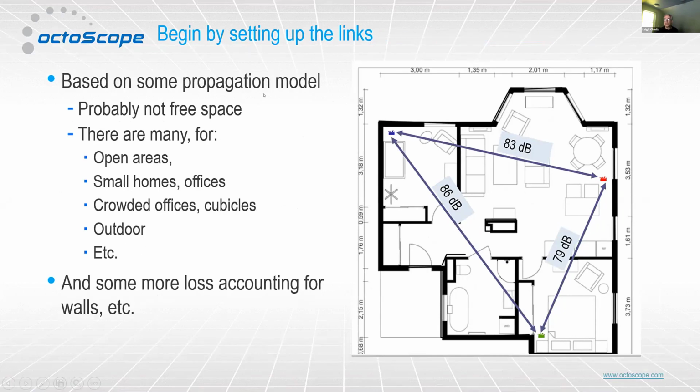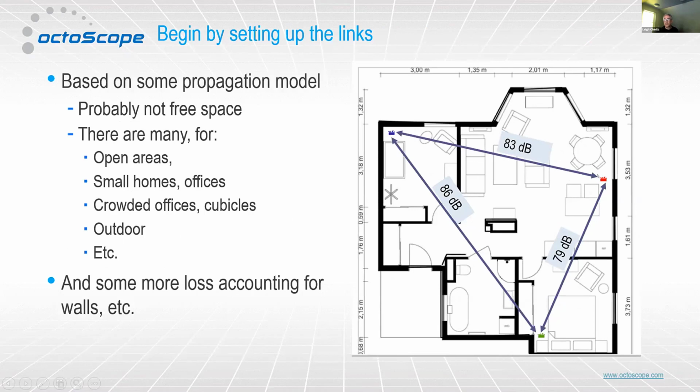So what we can do is start by setting up these links, right? So we can estimate what the path loss would be based on some sort of model. Before, we talked about free space, because that's the one that you always start with. But as I said, there are many different kinds of path loss models. And there are models for open areas, small homes, crowded offices, outdoor, all kinds of things. And then also, as I mentioned, there are measurements that tell you how much path loss you would get if you went through a wall of a certain thickness, made of a certain kind of material, whatever it is. So using all that information, we can actually translate from distance in this environment to path loss.